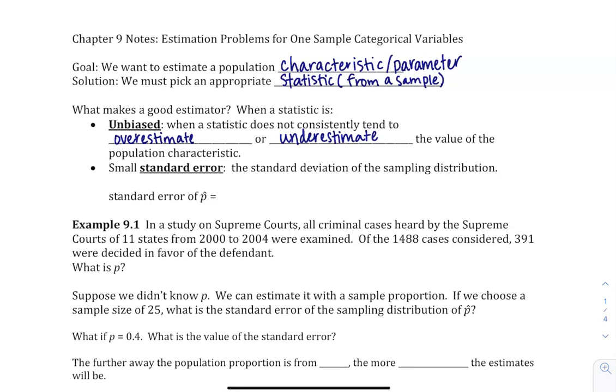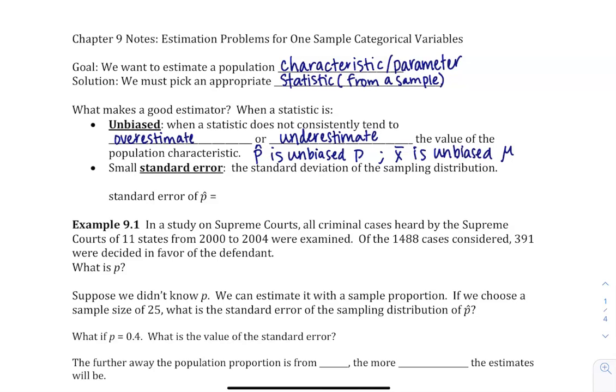Now, what statistics are unbiased? Well, p hat, our sample proportion, is unbiased for p. It's an unbiased estimate for the population proportion. And x bar, the sample mean, is unbiased for the population mean, mu.